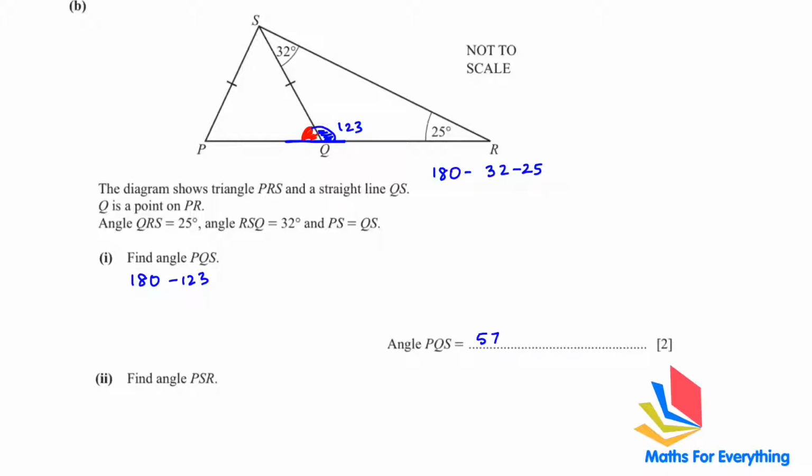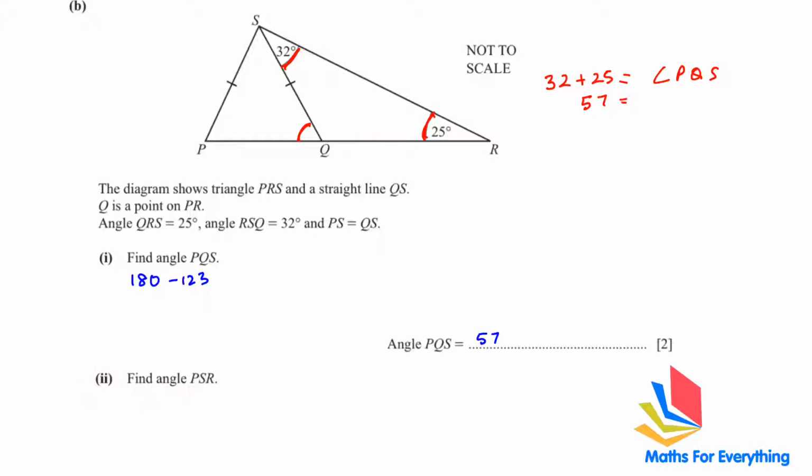The other theorem you need to know is that the sum of the two opposite interior angles is equal to the opposite exterior angle. Therefore, 32 plus 25 is equal to angle PQS. This is going to be 57. So whichever method you understand, but you need to know both methods. One is that the sum of the interior opposite angles is equal to the exterior angle, and the other is angles in a straight line equal 180.